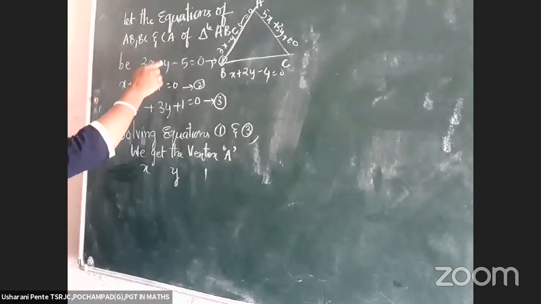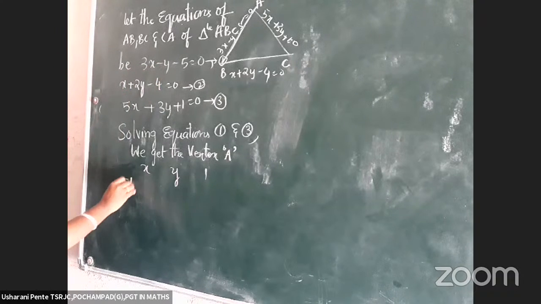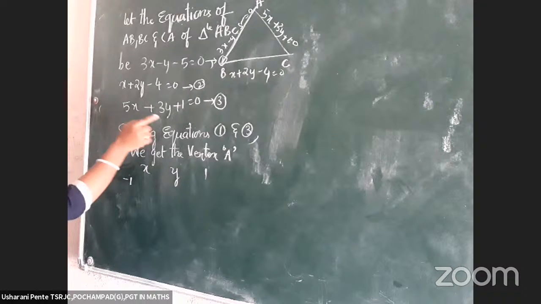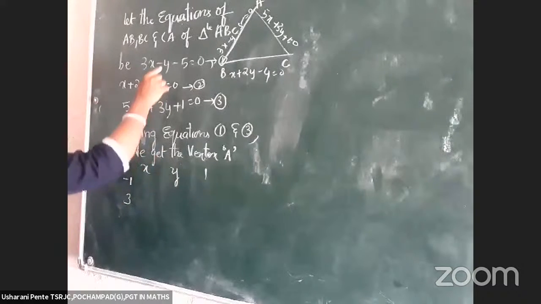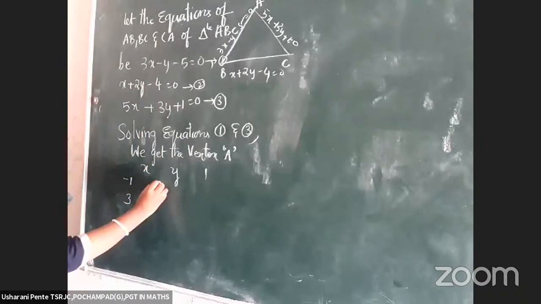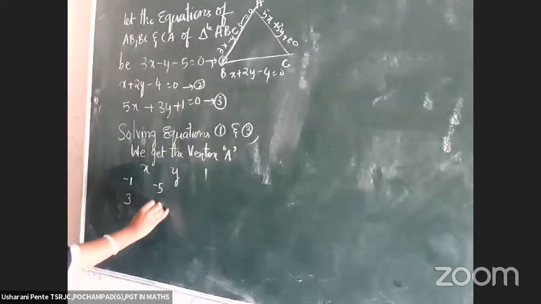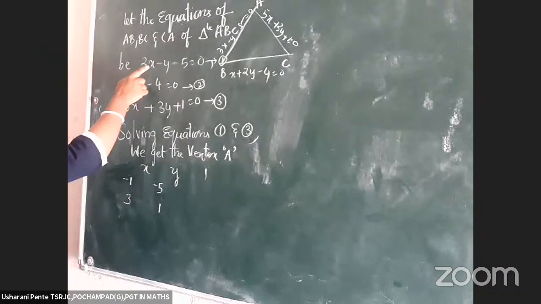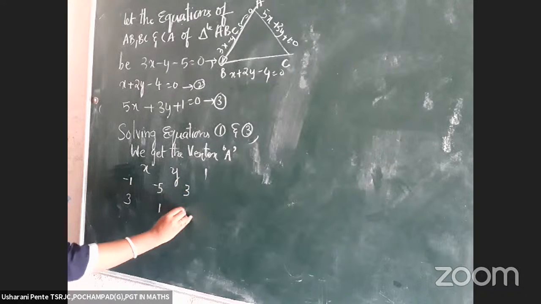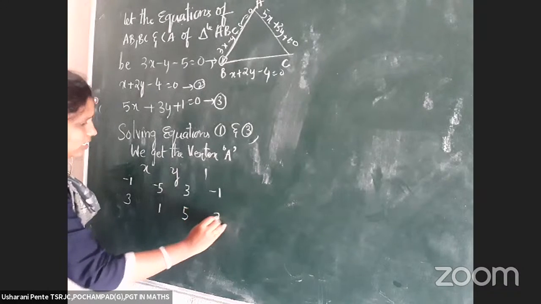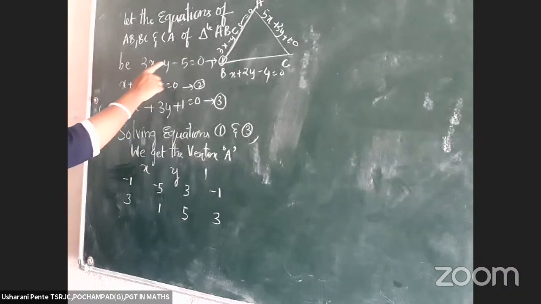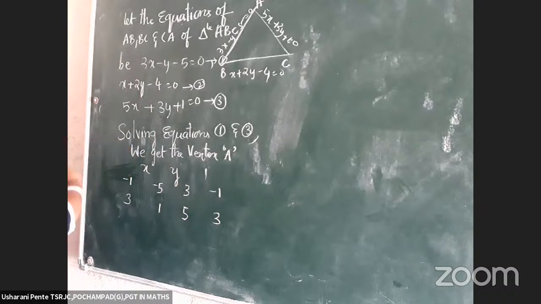What values do we need to take? The coefficient of y is -1 in equation 1 and 3 in equation 3. The constants are -5 and 1. The coefficients of x are 3 and 5. So we have -1 and 3, -1 and -5, 3 and 1, and for the other, 3, 1, 5 and 3.